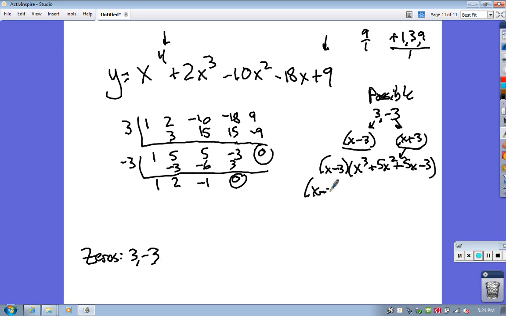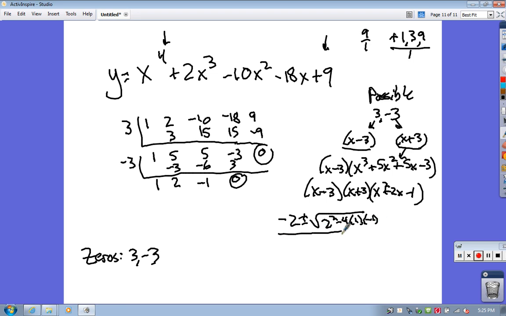So I factored out an x minus 3 already. I factored an x plus 3 out of here. And what's left is, this was a cubic, so this would be a square, x squared plus 2x minus 1. I'm not going to be able to factor that. I could use my calculator. I'm going to use the quadratic formula to see what happens.